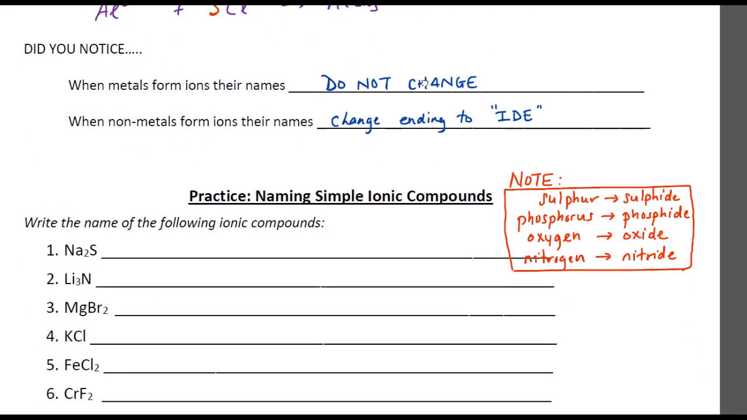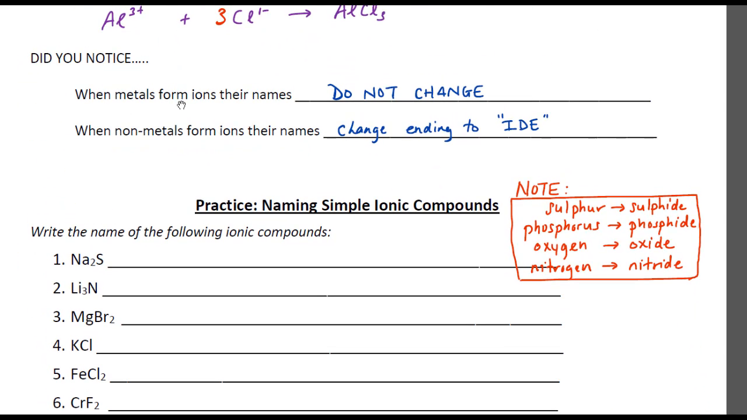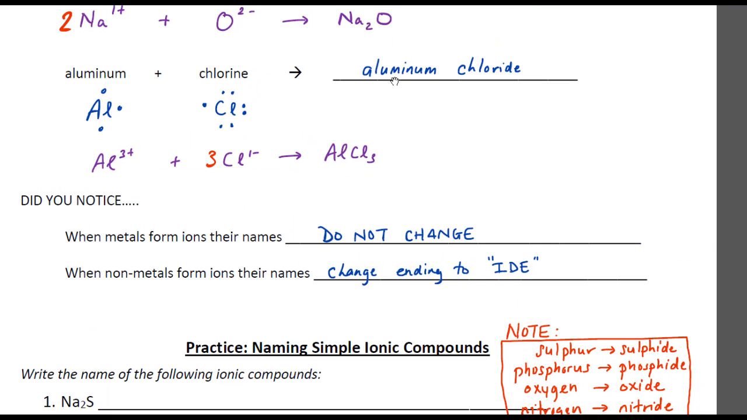And again, it's really important that you notice that the metals form ions. And when they do that, they do not change their names. So it was aluminum, it wasn't a lumide or something silly. It was just the metals keep their names. It's only the non-metals that change to the IDE.